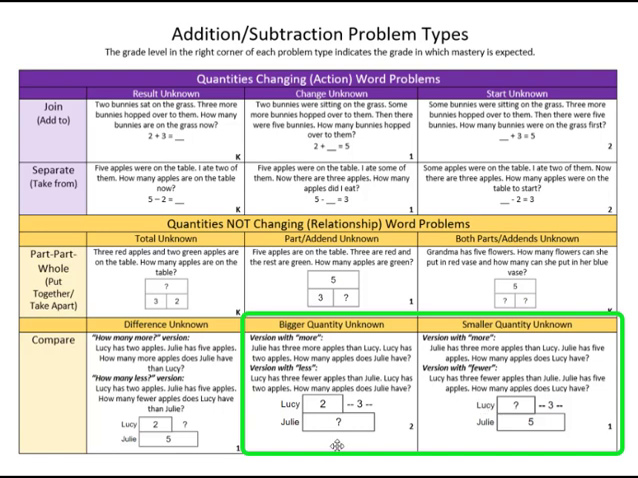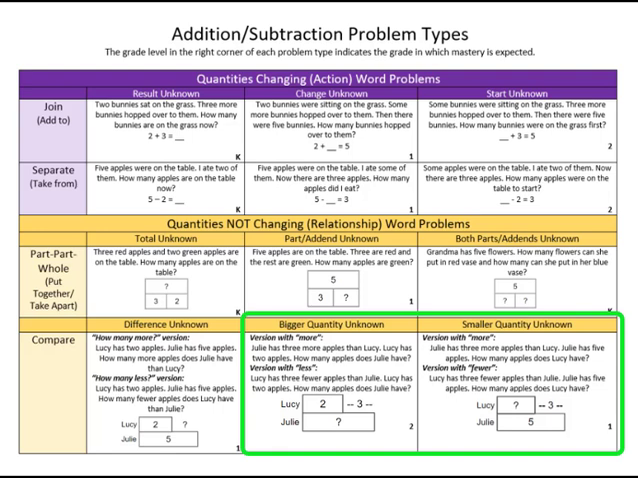Let's read the problem. Julie has 3 more apples than Lucy. Lucy has 2 apples. So I put Lucy's 2 apples in the bar. I put the 3 more outside here. And the question is asking, how many apples does Julie have? That's the question mark. And Julie is the larger quantity. So that's why it is called a bigger quantity unknown comparison problem.